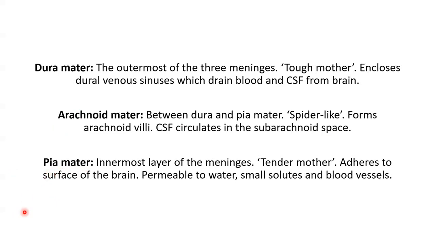So our pia mater is the innermost layer of the meninges. It translates to tender mother. It adheres directly to the surface of the brain, and it's permeable to water, solutes, and blood vessels. So those substances still need to reach the brain tissue.